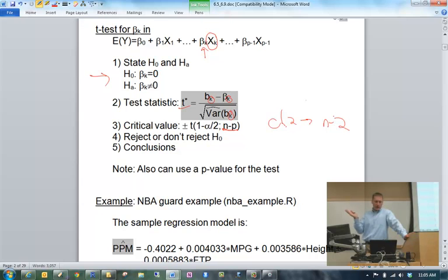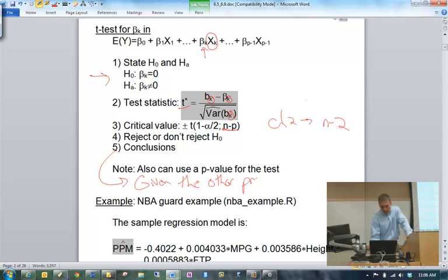We decide to reject or not reject the usual way, and then we state our conclusions. One additional note that I want to make about the conclusions that's not listed here is that you also need to emphasize the following: given the other predictor variables remain in the model.